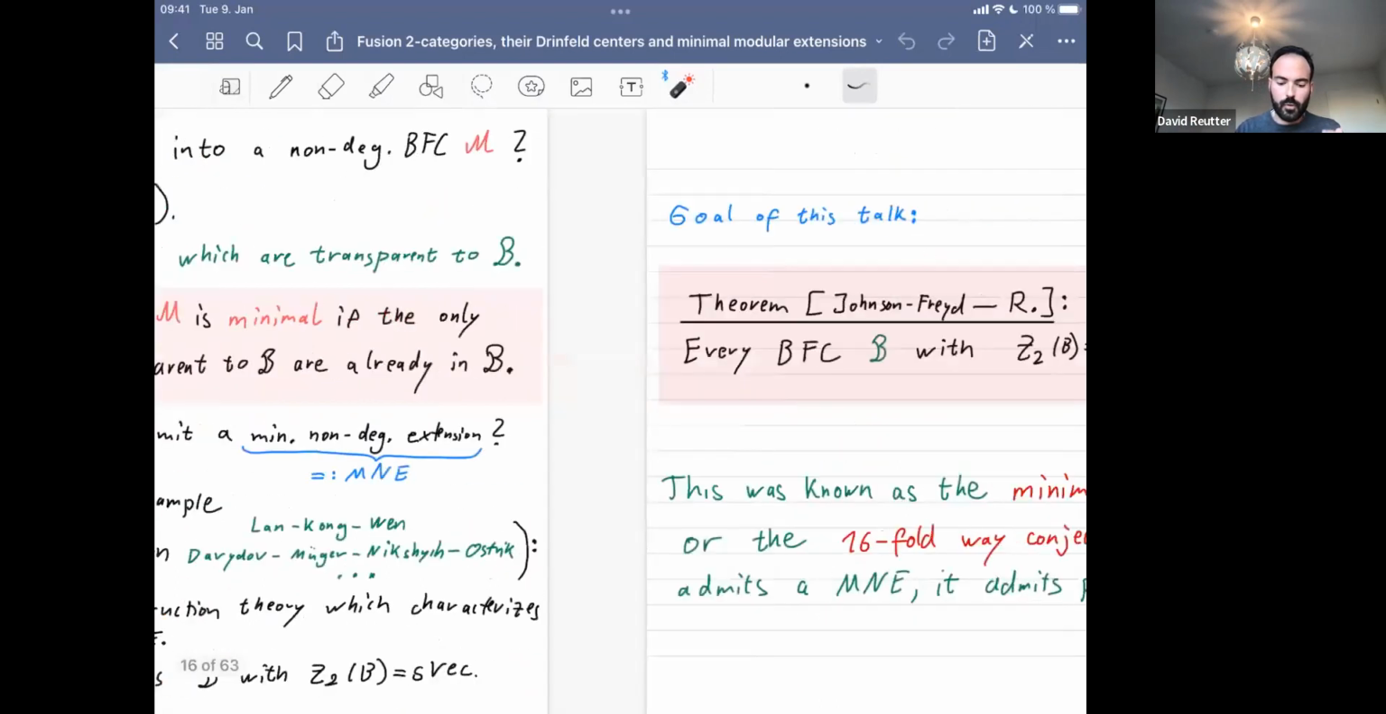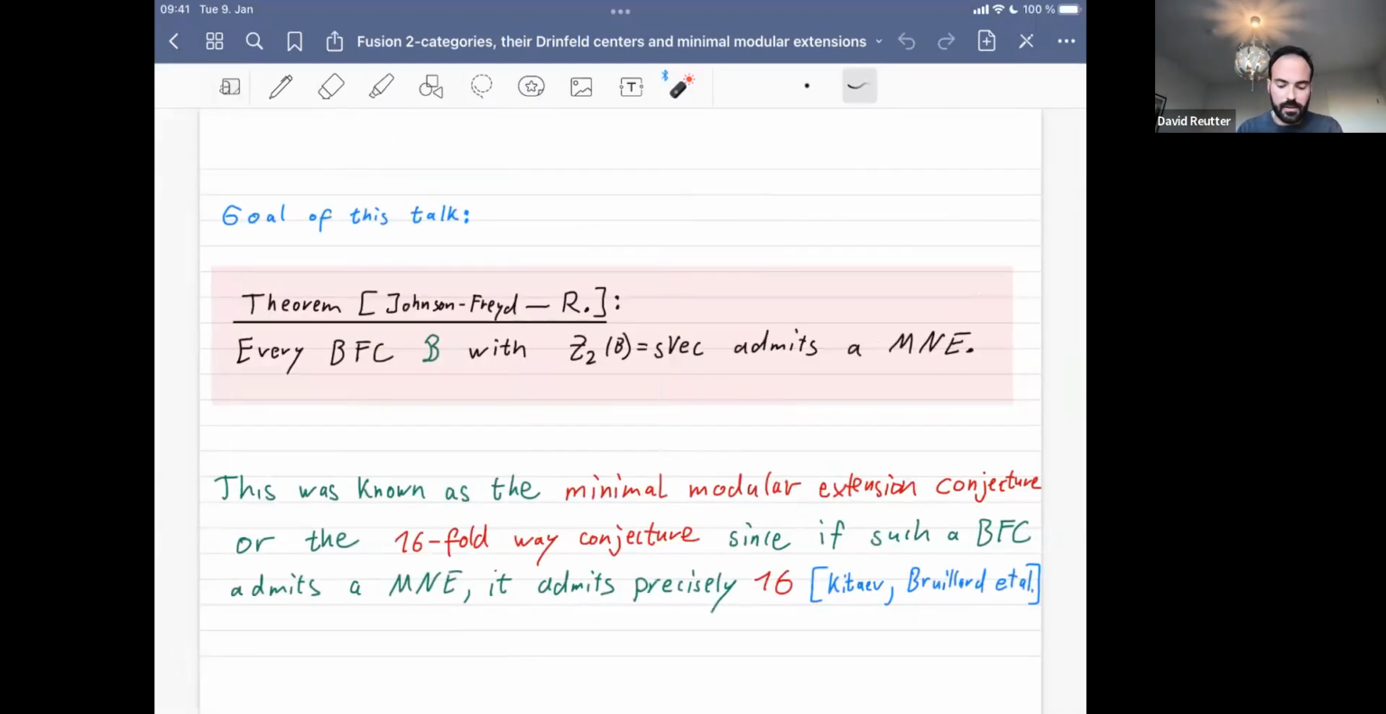And what I'm going to talk about now is basically a resolution of this last case, that every braided fusion category whose Müger center is the category of super vector spaces admits a minimal non-degenerate extension. And this was known as the minimal modular extension conjecture, or also the 16-fold way conjecture. And I'm going to talk about the 16 later on a little bit. Because if I have a braided fusion category whose Müger center is super vector spaces and it admits some minimal non-degenerate extension, then it follows that it admits precisely 16 of those. So if there is one, then they form a torsor over Z mod 16.